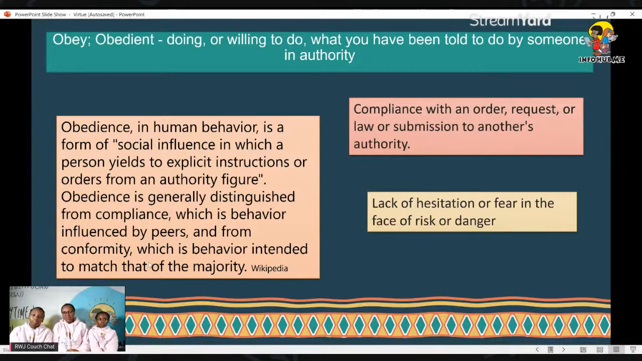Big P, can you read the big box? Obedience in human behavior is a form of social influence in which a person yields to explicit instructions or orders from an authority figure. Obedience is generally distinguished from compliance, which is behavior influenced by peers, and from conformity, which is behavior intended to match that of the majority. So we have now differentiated pure obedience from compliance and conformity. Although they are synonyms, they are slightly different. Obedience is just yielding to instruction given by an authority figure.